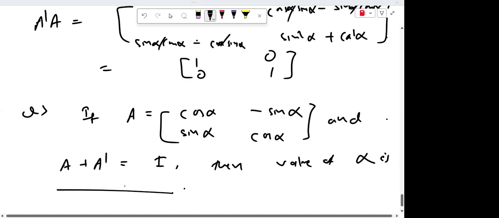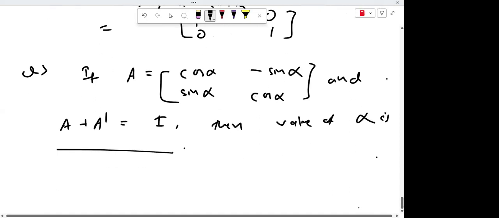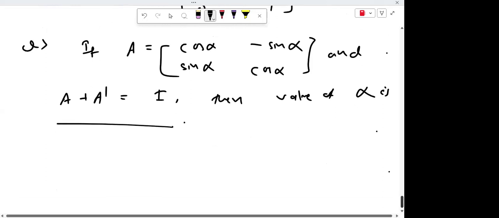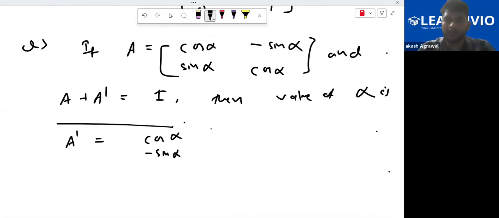Yes, sir. Sir, these alpha values, should we write them in degrees or radians? Radians. Okay, in 12th we'll not use degrees anywhere. Everything is radians. Okay.